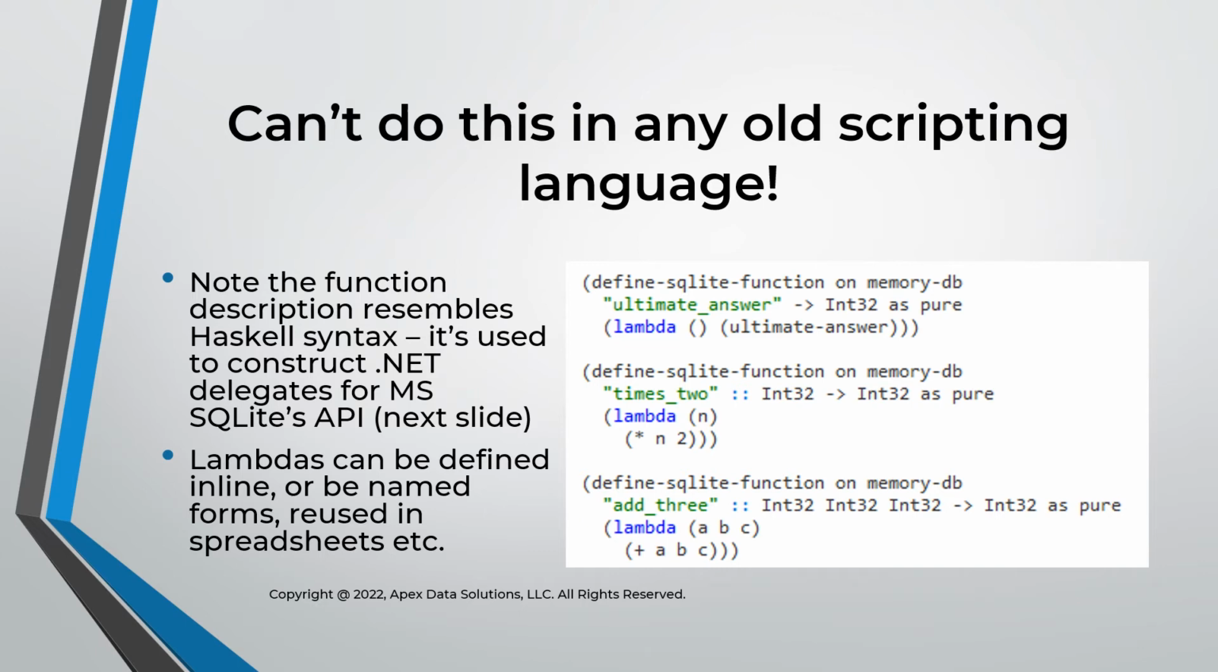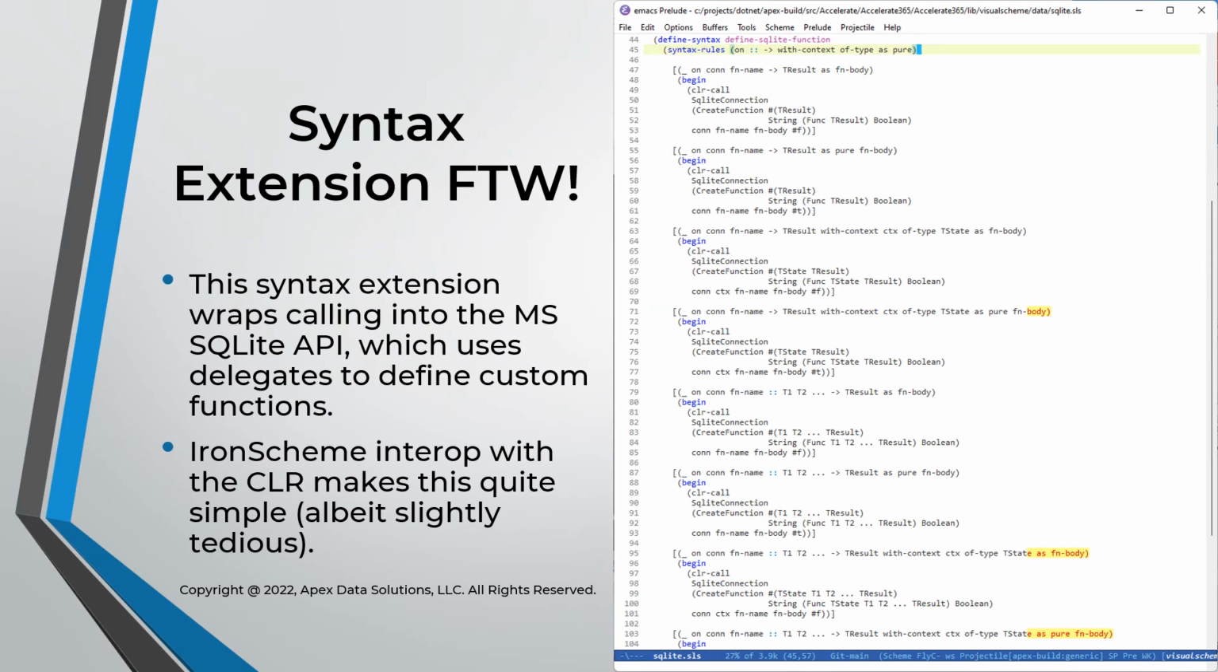That's probably my favorite feature right now. Okay, so this is a peek at the syntax extension we wrote to add custom functions to SQLite. It leverages IronScheme's support for calling into the CLR with idiomatic Scheme code. So there's really no funky syntax here. This is idiomatic Scheme code that talks directly to the .NET runtime abstractions that are available and allows you to put nice idiomatic Scheme wrappers around them.